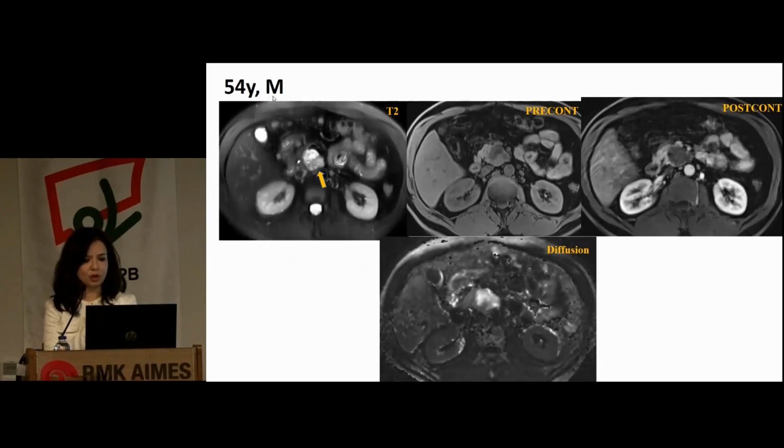Let me show you a histopathologically confirmed case. There is a cystic lesion with septa in the head of the pancreas. After contrast administration, there is no enhancing nodularity. But please note that there is intense diffusion restriction. It's bright on diffusion, but this is not due to cellularity. This is due to keratin.